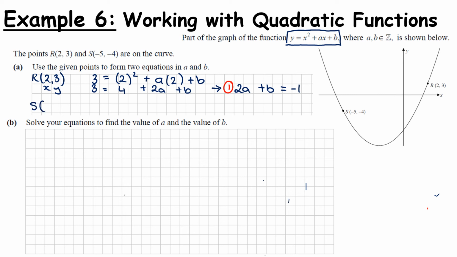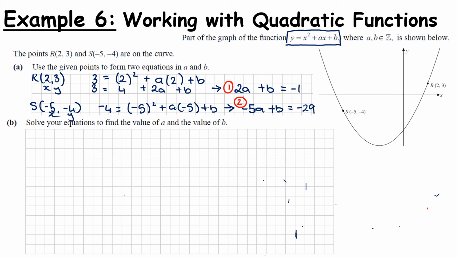We can do the same thing again for our second point, which is S, and S is (minus 5, minus 4), which again is our x and our y. Our equation is y, which is minus 4, equal to minus 5 squared plus a times minus 5 plus b. Working that through, it cleans up to minus 5a plus b is equal to minus 29. Minus 5 squared gives us 25, and we subtract that from both sides. That gives us our second equation in a and b.